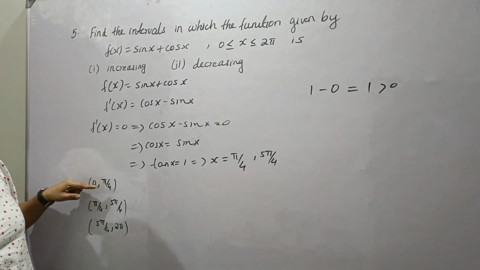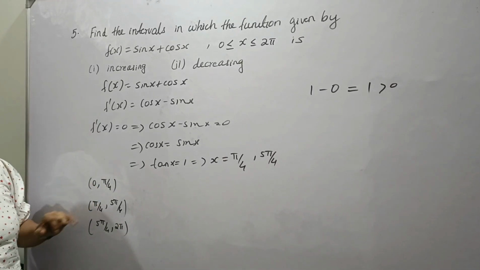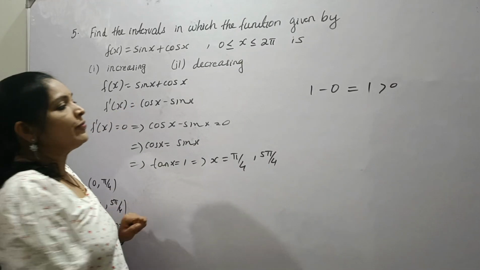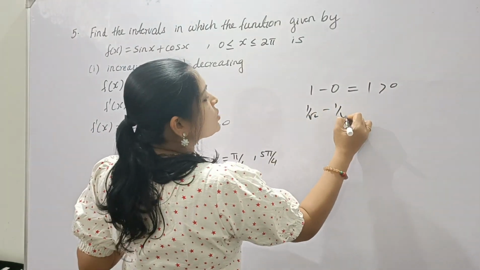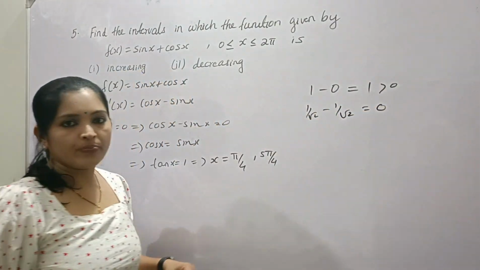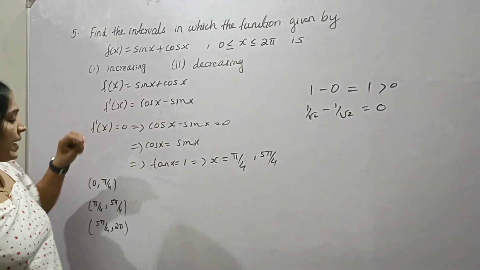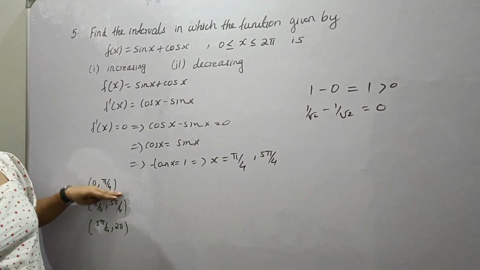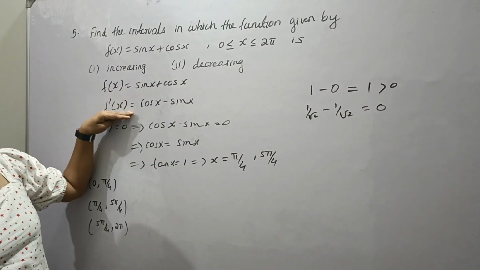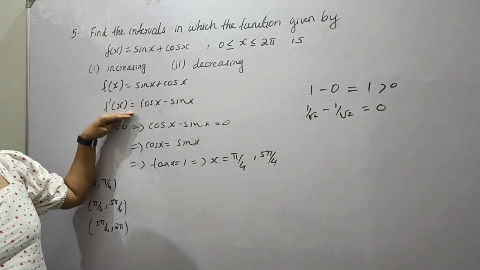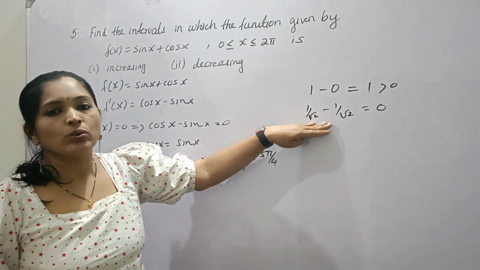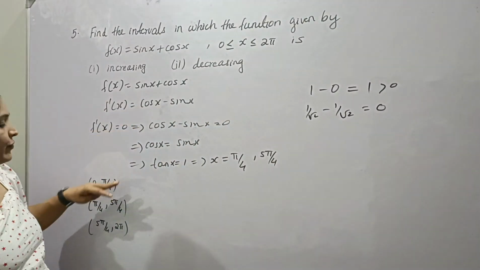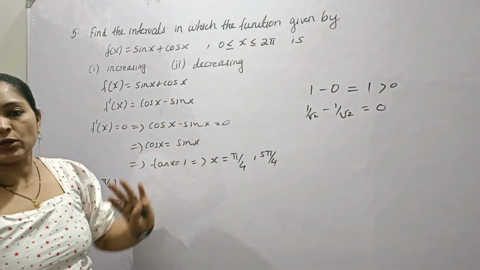And let's check one more point, pi by 4. Take pi by 4. Cos pi by 4 is 1 by root 2 and sin pi by 4 is 1 by root 2, so the difference is equal to 0. So here we can write, in this interval, this f dash of x is greater than or equal to 0. 0 is also possible, right? See, here we have got 0 when x is equal to pi by 4.